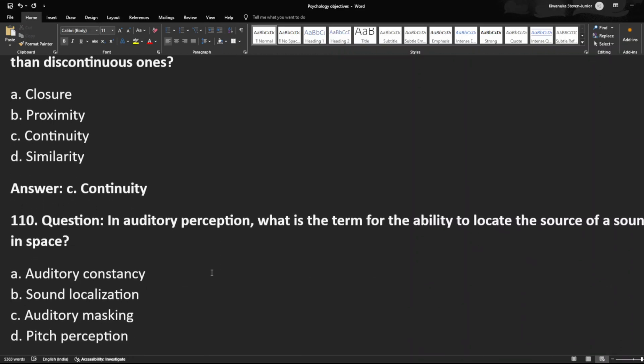And finally, in auditory perception, what is the term for the ability to locate the source of sound? Ability, not inability. We see that is localization. You are locating a specific area or spot.